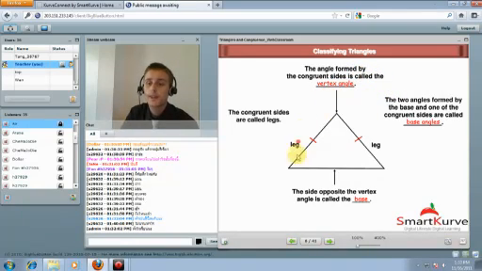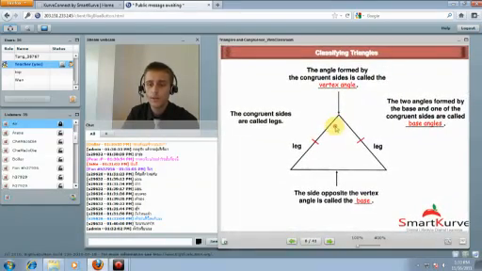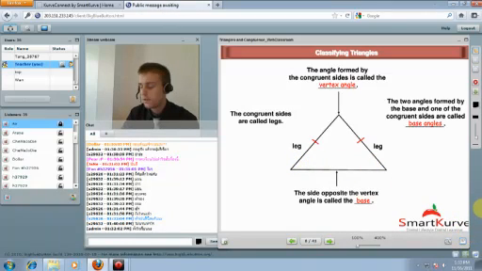The angle formed by the congruent sides is called the vertex angle. The congruent sides are called legs. So these are both legs right on the sides. And then the two angles formed by the base, which is the bottom of the triangle, this line that I'm pointing at is the base, and they're called the base angles. So these two angles right here are the base angles.